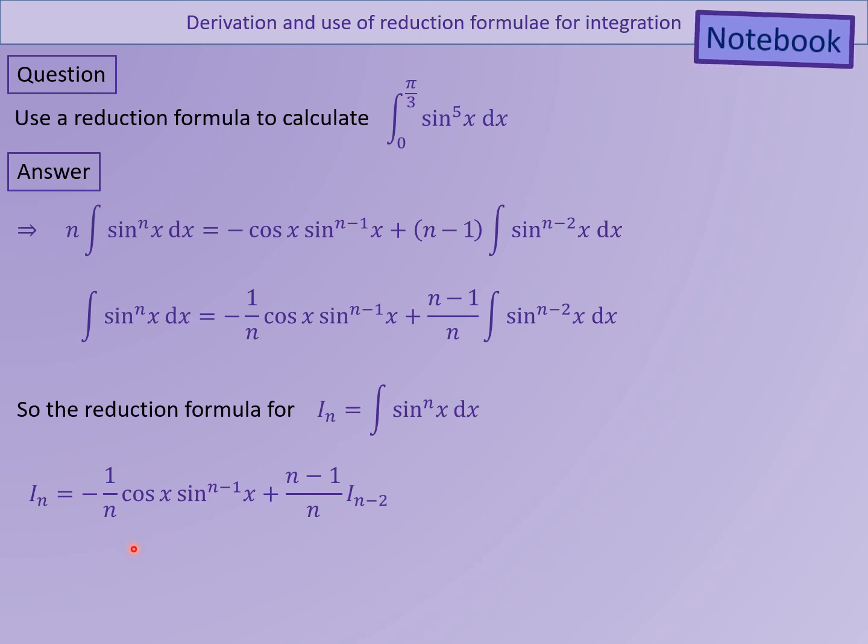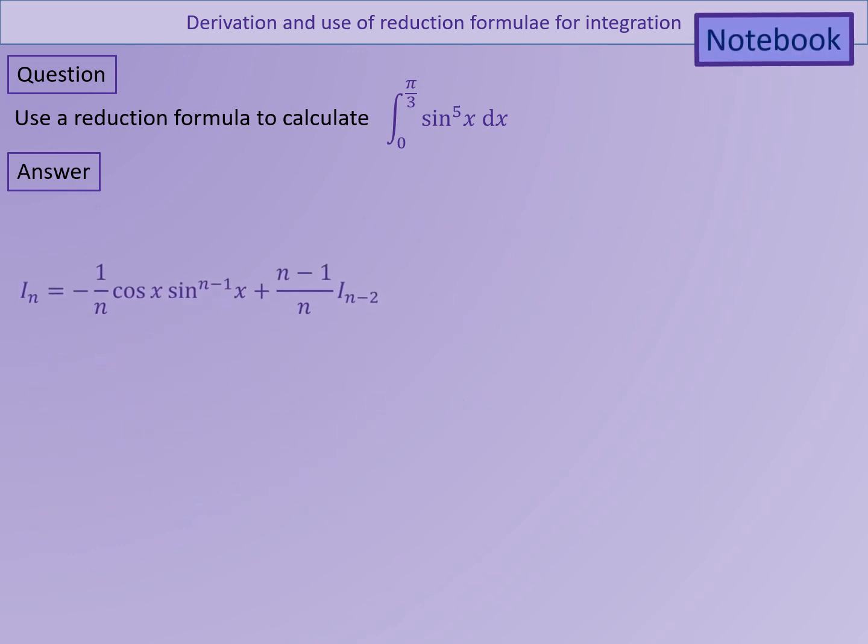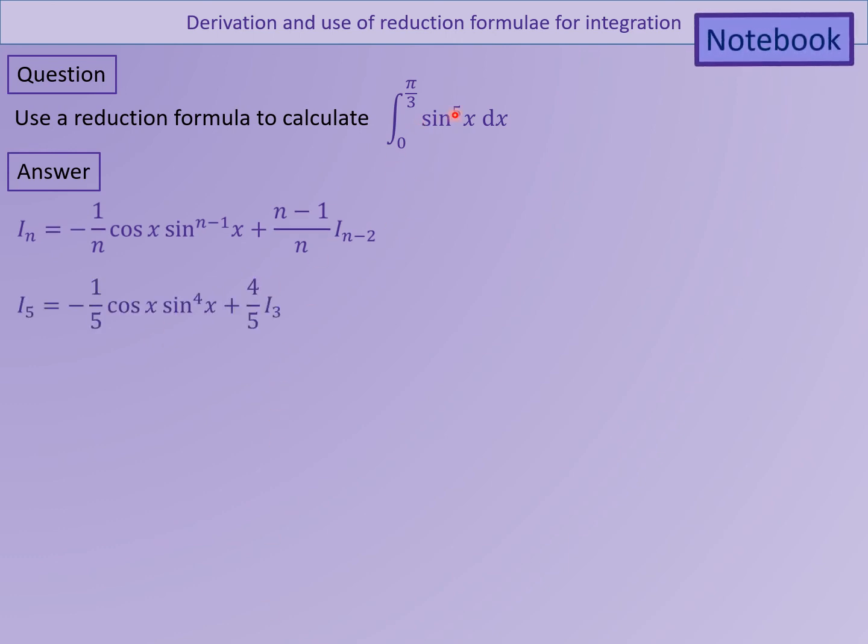Okay, so I've got this. Now I've got my reduction formula, I can look back and see what the actual question's asking us. The question's asking us, can we use this reduction formula to work out sine to the power 5? So I'm looking for I_5. I can replace n with 5, and I can replace this with 5 minus 2, which is 3. Don't forget I'm putting the numbers in as well, so that's where the 5 comes from there. 5 minus 1 is 4, that's 5.